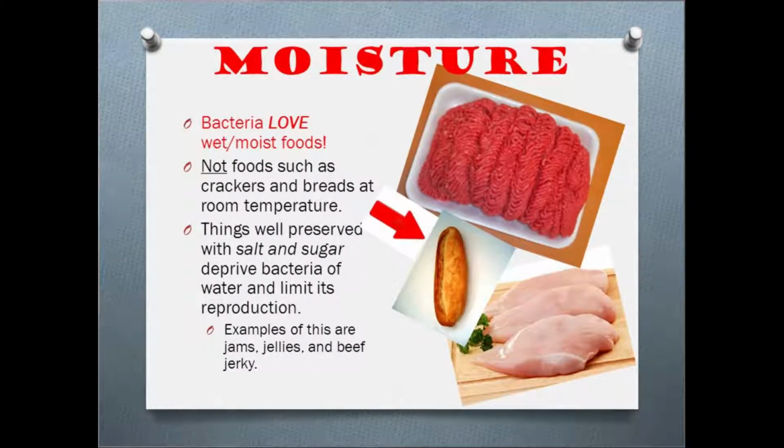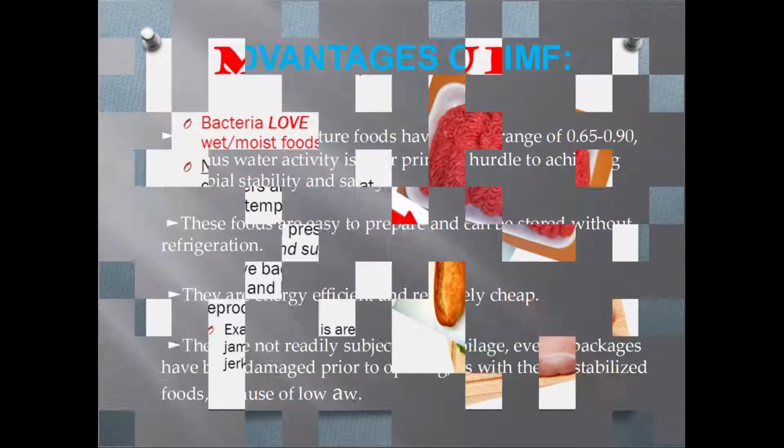Moisture. Bacteria love wet, moist foods and not foods such as crackers and breads at room temperature. Things well preserved with salt and sugar deprive bacteria of water and its reproduction. Examples of this are jams, jellies, and beef jerkies.